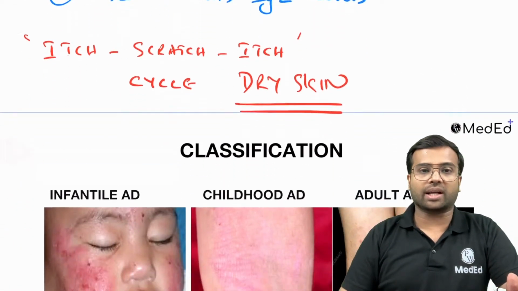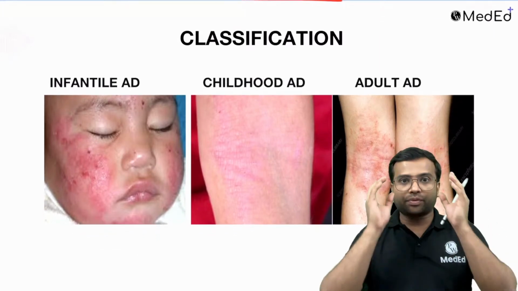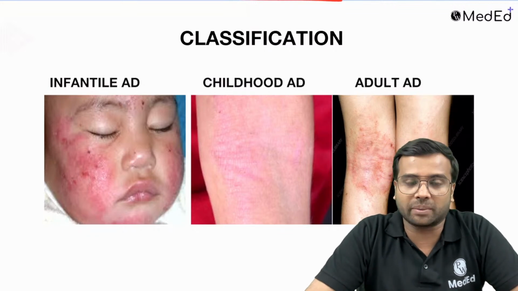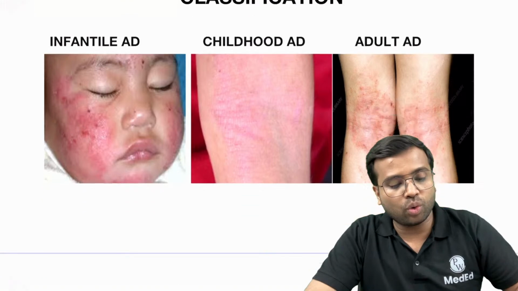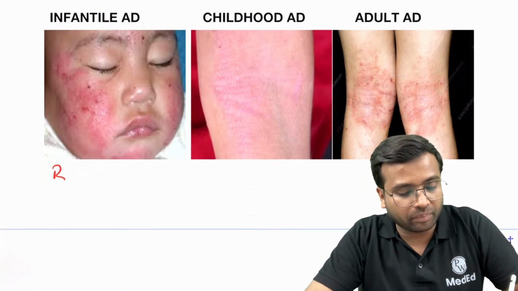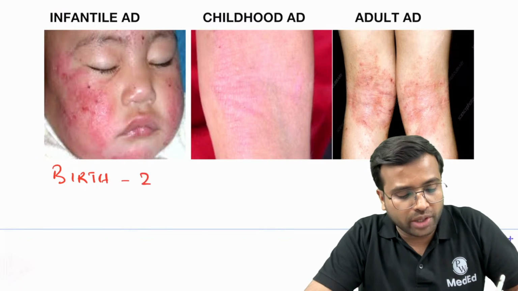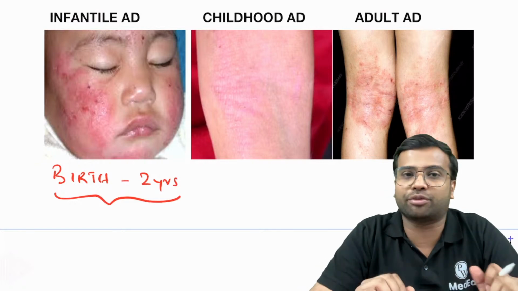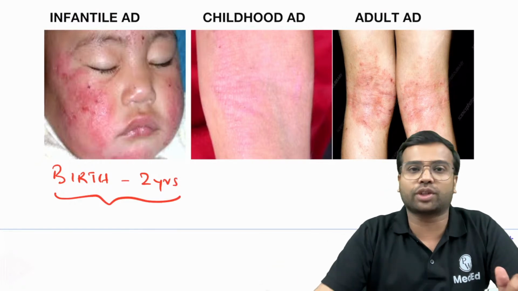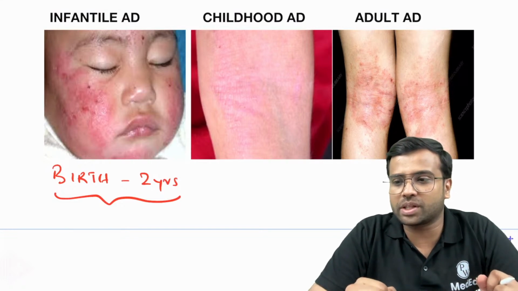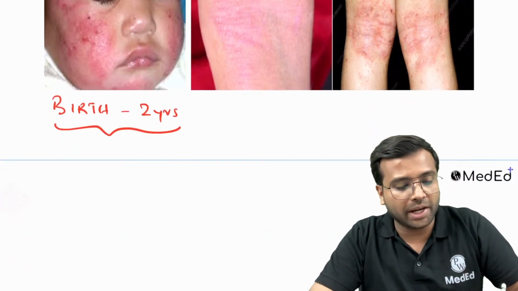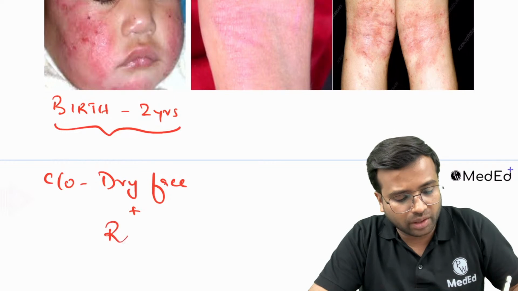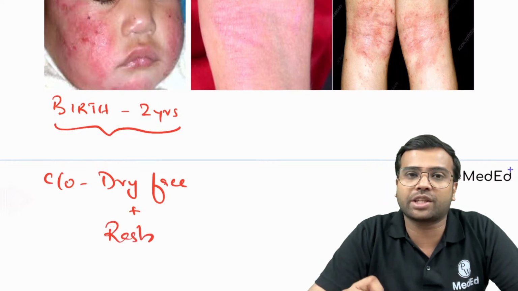Now let us see how you classify this disease. The classification of atopic dermatitis is mostly based on the age of the patient. Now if you have a patient who presents to you from birth up to 2 years of age, the presentation is going to be slightly different from the presentation after 2 years of age. So when a patient presents to you from birth, the patient would be complaining of a dry face plus rash.